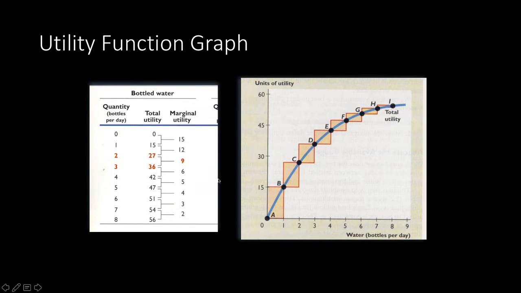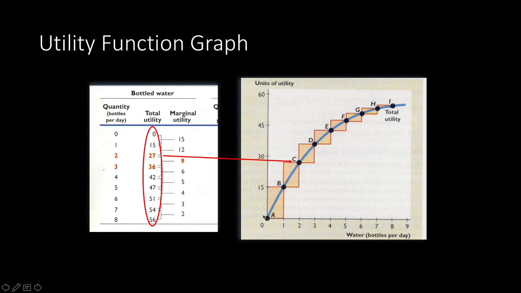Now, the utility function graph is really your total utility curve. So you have your total utility, amount of utils over quantity. And you can see the slope of the curve.